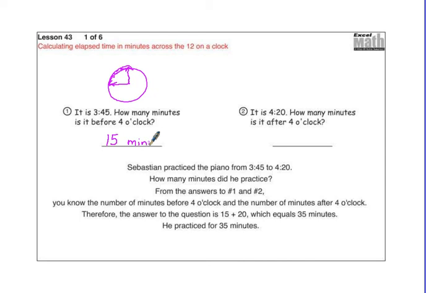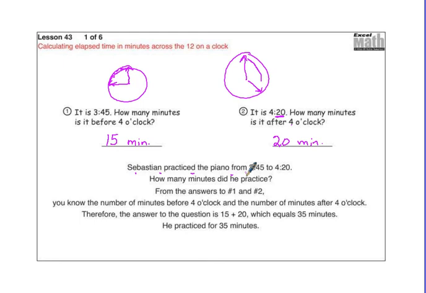Okay, our next question says it is 4:20. How many minutes after 4 o'clock is it? Here's 4 o'clock, and then it goes to 4:20, comes down to here, right? How many minutes is that? Well, obviously from 4 o'clock to 4:20 is 20 minutes.